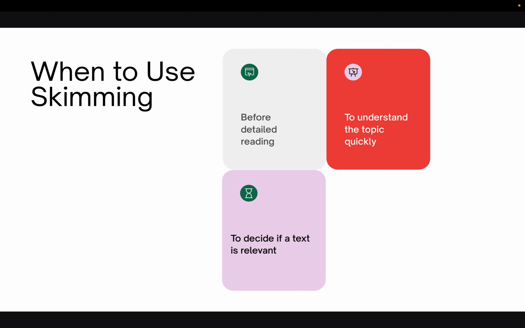Okay. So when to use skimming? You can use it before you do the detailed reading. First round, try to skim everything. Try to understand the topic quickly, what the passage is trying to say. Let's say the topic is about the advantages of jogging. So that is the topic, that is the general idea. The passage wants to talk about the benefits of jogging. And you also use skimming when you want to decide if a text is relevant or not.